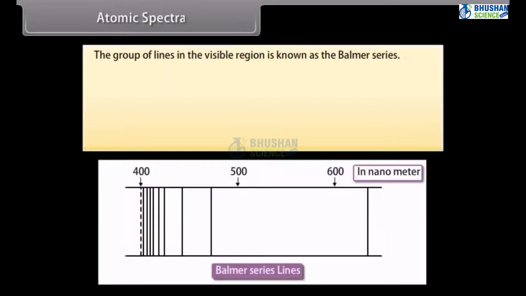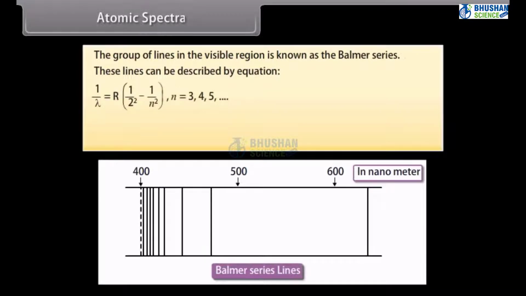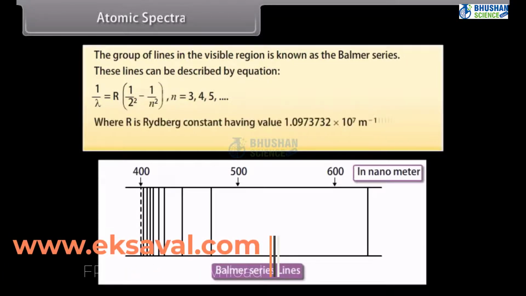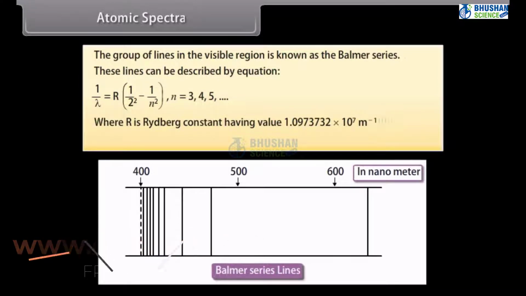The group of lines in the visible region is known as the Balmer series. These lines can be described by the equation 1/λ = R(1/2² − 1/n²). Here the value of n may be 3, 4, 5 and so on, where R is the Rydberg constant having value 1.0973732 × 10⁷ per meter.